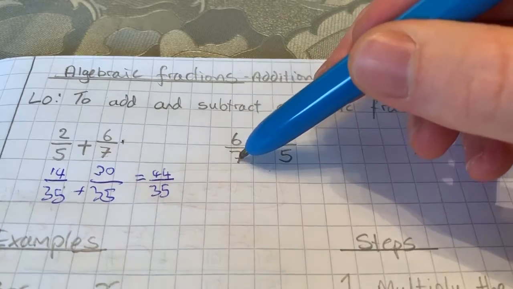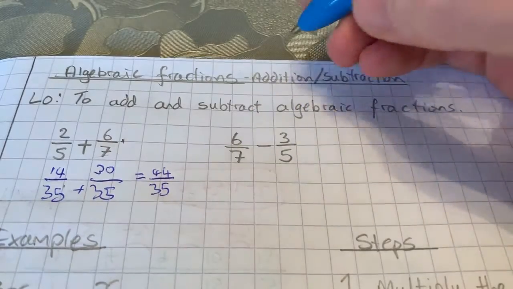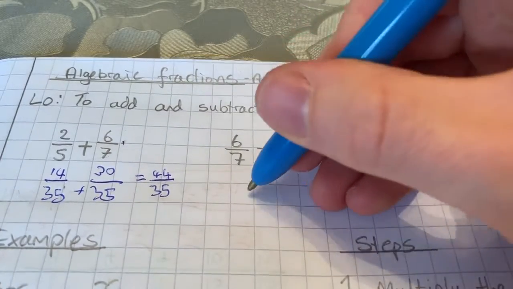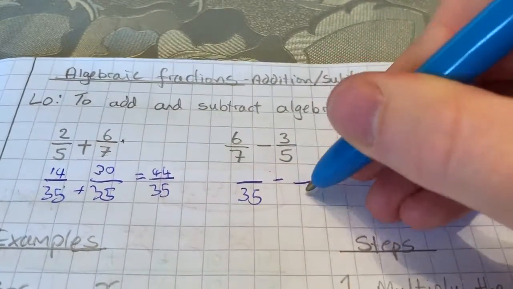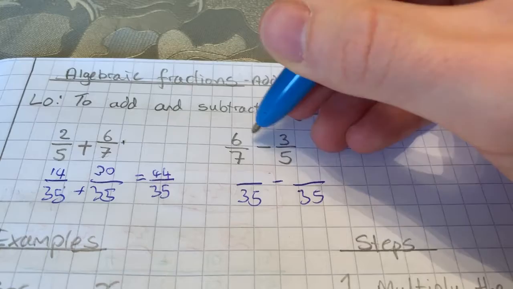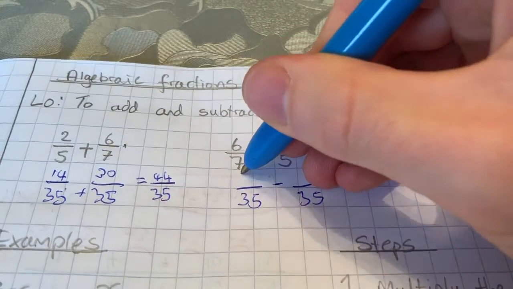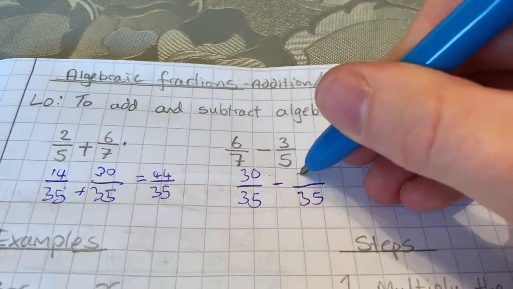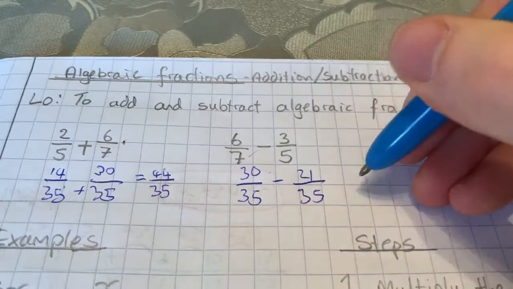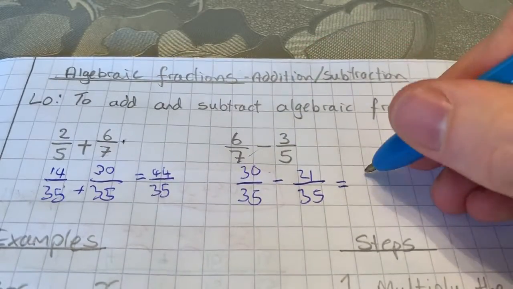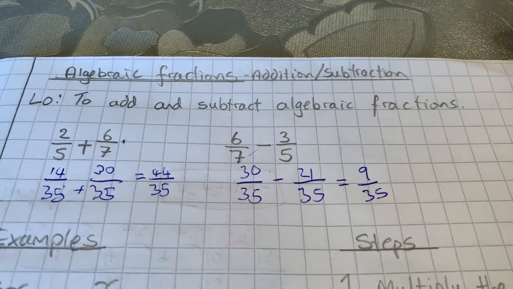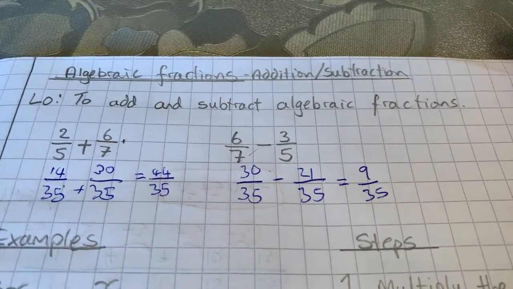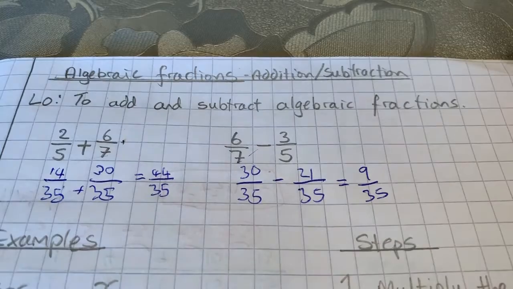Alright, so we look at the second one here. Got 6/7 again, minus 3/5. So same thing again, common denominator 35. Numerator on this side is going to be 30 and numerator on the other side is 21 through cross multiplication, and we get an answer of 9/35. So as long as you got the idea of that, you should be able to do adding, subtracting algebraic fractions.